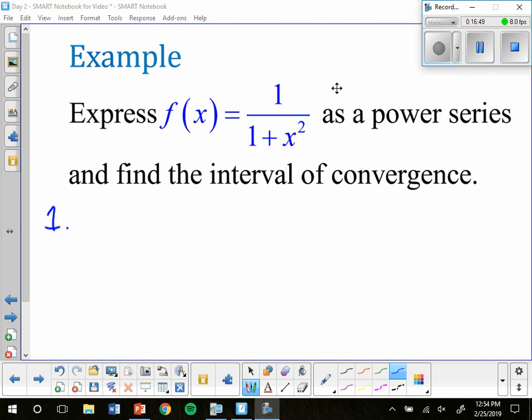So our first step is we look at that function. We think, ooh, that sort of looks like a over 1 minus r. Well, let's actually rewrite f of x as a over 1 minus r.